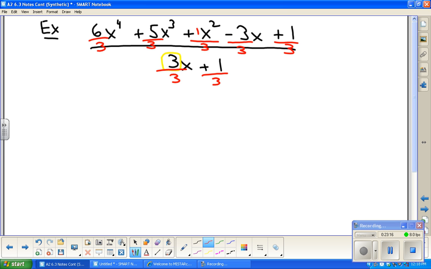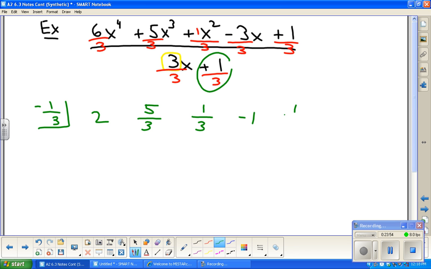Okay, so I divided everything by 3 to make my coefficient 1. And then we do the same deal. We're going to take the opposite of what we see in the denominator, so I'm going to put a negative 1/3 in the box. Now some of the coefficients aren't bad. 6 over 3, that's really a 2. The next coefficient is 5 over 3. Then 1/3. Then we have negative 3 over 3, that's just negative 1. And then 1/3.